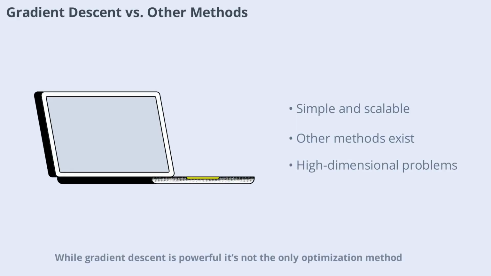While gradient descent is powerful, it's not the only optimization method. Alternatives like Newton's method or genetic algorithms have their own advantages and use cases. Gradient descent is preferred for its simplicity and scalability, especially in high-dimensional problems.